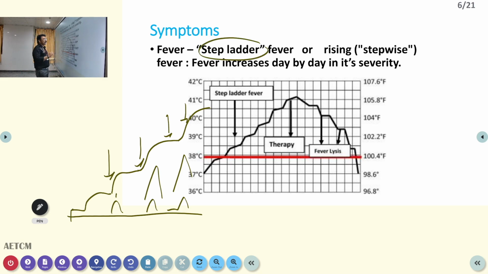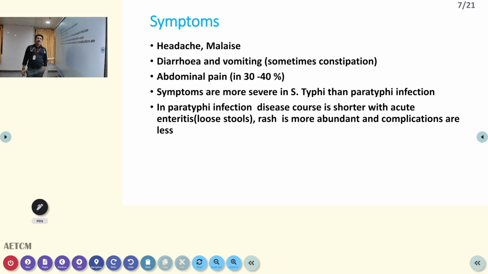That is very important. Step ladder type of fever, where everyday the patient's fever is increasing. The intensity of fever is increasing. Other than that, the patient can have headache, weakness, sweating, diarrhea, vomiting. This diarrhea is very classical in paratyphi infection. When we compare with typhi, they can have a little bit of gastric irritation, mild diarrhea. But in paratyphi, one of the most prominent features will be severe diarrhea.